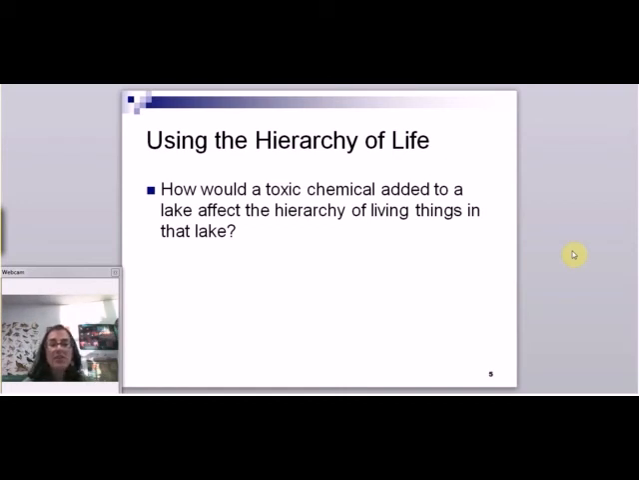And again, the hierarchy of life is a way to understand impacts on our ecosystem, or impacts up the chain of living things.